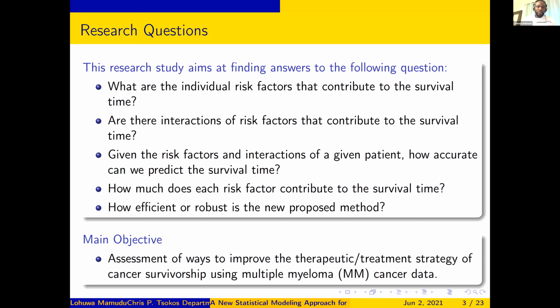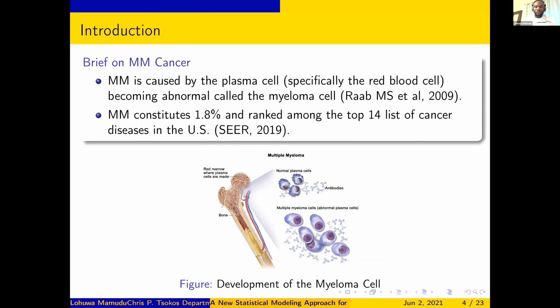Just something brief on multiple myeloma cancer, usually referred to as MM or MMC. It is caused by plasma cells becoming abnormal, which are called myeloma cells. Some statistics you should know about multiple myeloma: it constitutes 1.8% and ranks among the top 14 cancer diseases within the US. The figure you see here shows the development of multiple myeloma cancer.